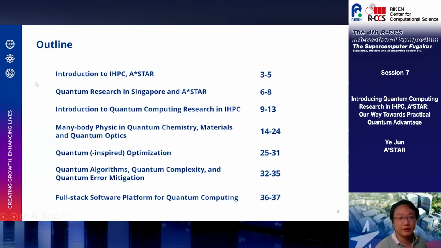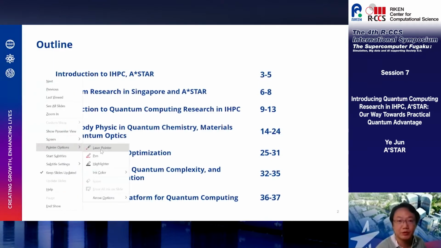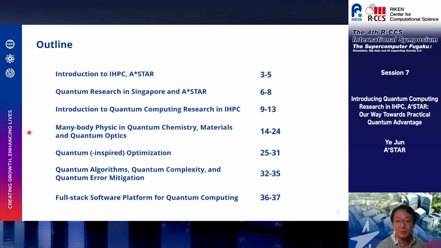Starting from the outline of this talk, I would like to introduce IHPC and A*STAR, and then I will look slightly deeper into the quantum research in Singapore and A*STAR. I believe Professor Latoria in the morning gave a good introduction to some of the research there, but I will give slightly more introduction to other activities in Singapore. Then I will introduce our quantum computing research in IHPC, focusing on 4 areas.